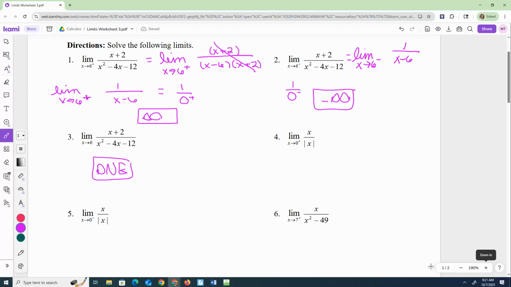Number 4, as I approach 0 from the right, what kind of number am I plugging in then? A positive. Okay, if it's positive, does the absolute value change anything? So this is just like x over x, which is 1. So the limit as you approach 0 of 1 is 1.